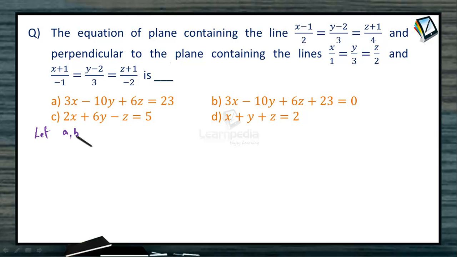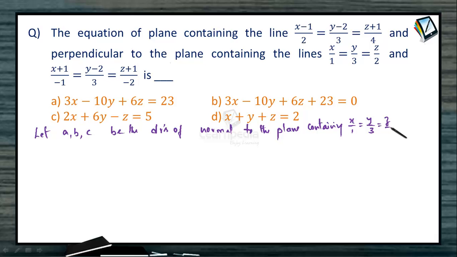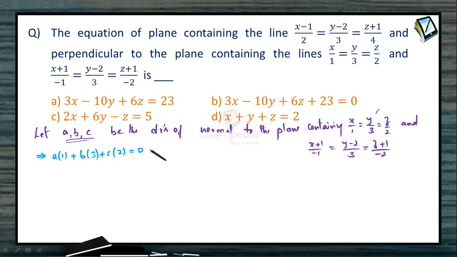Let A, B, C be the drs of the normal to the plane containing these two lines, that is x/1 equal to y/3 equal to z/2, and the other line (x plus 1)/(minus 1) equal to (y minus 2)/3 equal to (z plus 1)/(minus 2). Now, as this normal is perpendicular to every line on the plane, the line with drs A, B, C should be perpendicular to the first line. So when is it possible? We have A into 1 plus B into 3 plus C into 2 equal to 0. Let's treat this as equation 1.